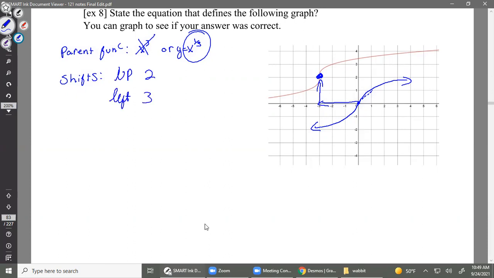And so we get the function h of x is equal to something to the 1/3. My up 2, I add 2 to the entire function. And then my left 3, I'm going to replace x with x plus 3.